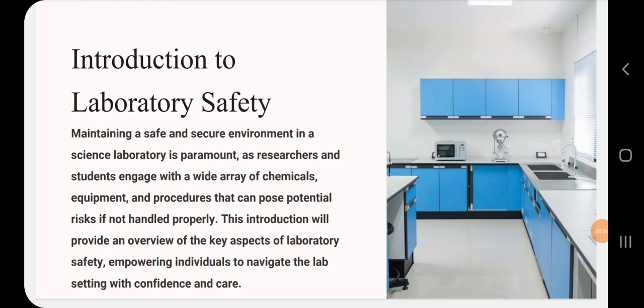Hi guys, we're going to be doing a science lesson on laboratory safety. So, an introduction to laboratory safety. Maintaining a safe and secure environment in a science laboratory is paramount, as researchers and students engage with a wide array of chemicals, equipment, and procedures that can pose potential risks if not handled properly. This introduction will provide an overview of the key aspects of laboratory safety, empowering individuals to navigate the lab setting with confidence and care.